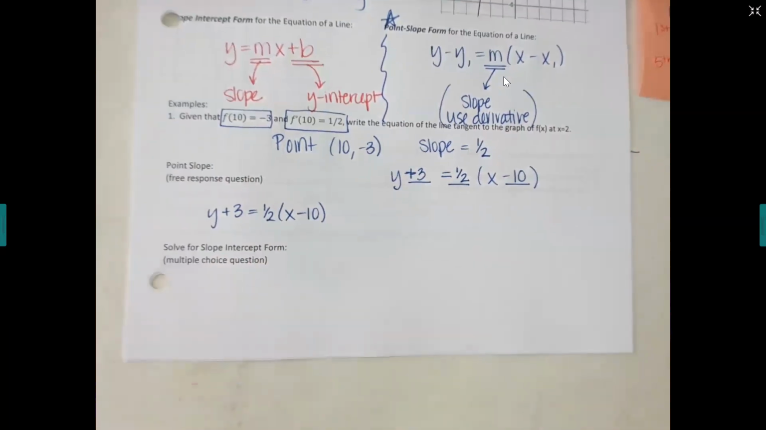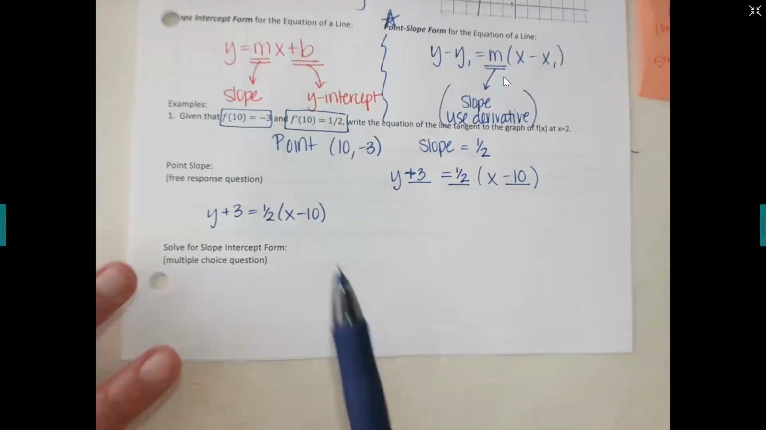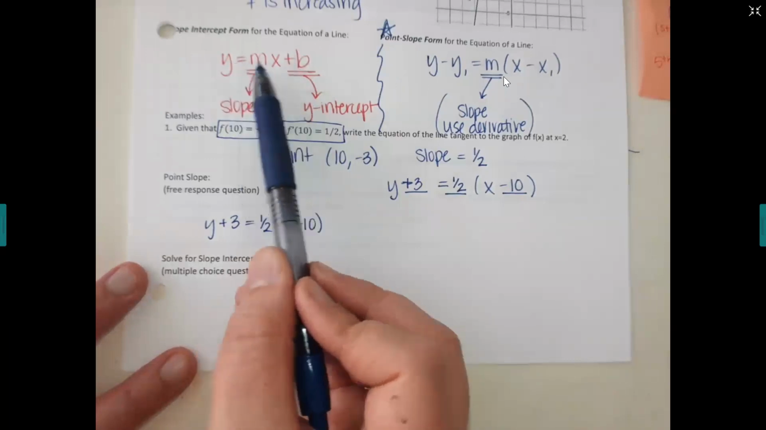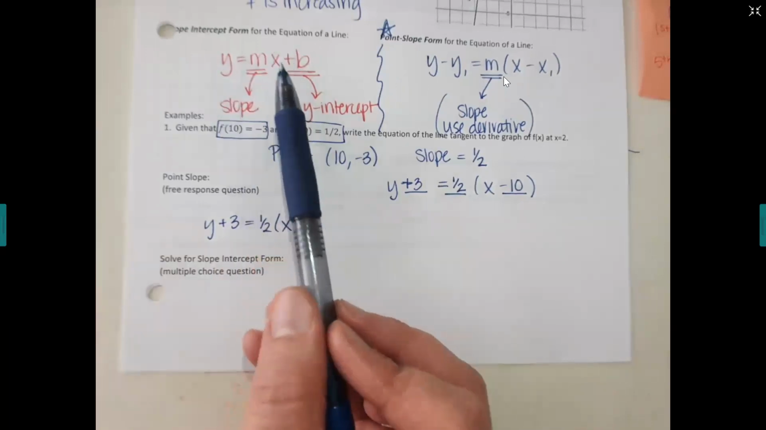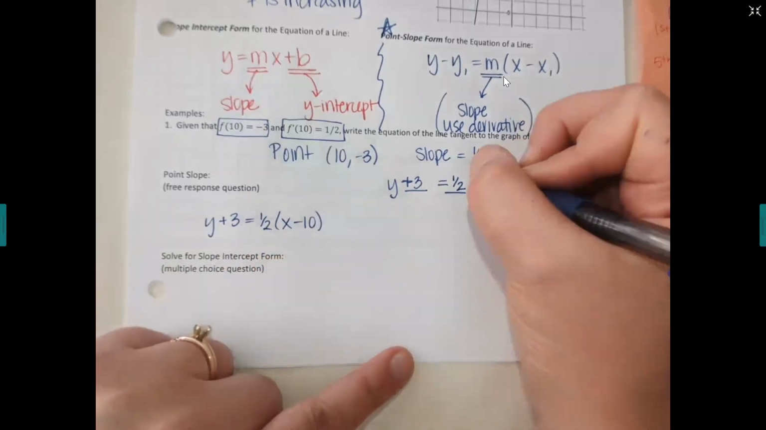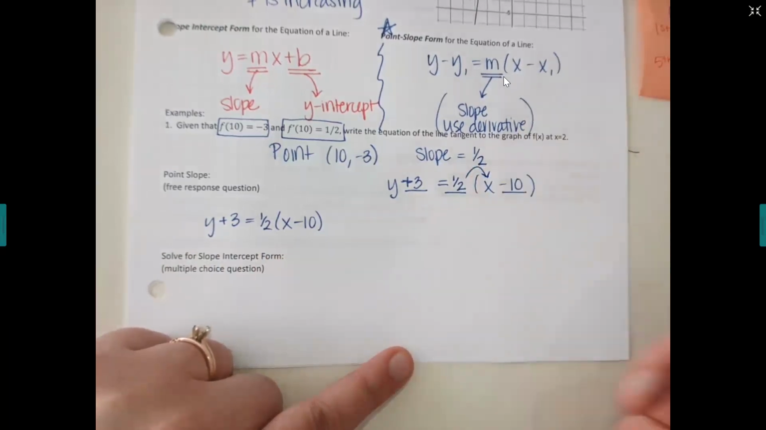However, a lot of times, if it's a multiple choice question, like say we're talking about the AP test, they'll give you answer choices that are in y equals mx plus b form. So you just have to know how to convert it, but it's very easy. You're going to distribute the 1/2. What is 1/2 times x?